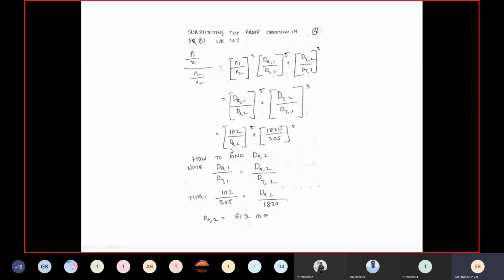So dA comma 1 is equal to what? The small process vessel diameter of the tank is 305. The large process vessel is 1830. So I will find the value of dA2. What is dA2, sir? It is the diameter of the agitator in the large process vessel. After I find this as 612, I'll substitute in this equation here.